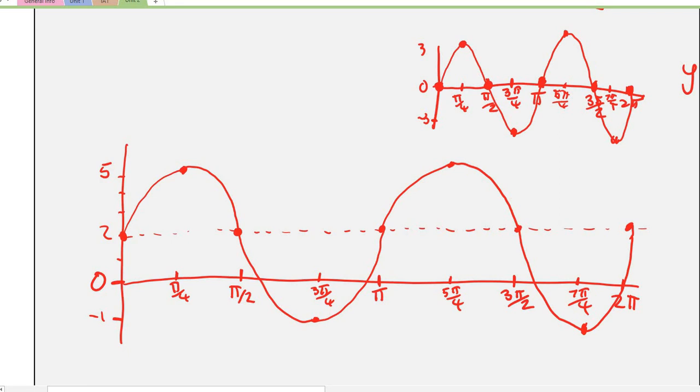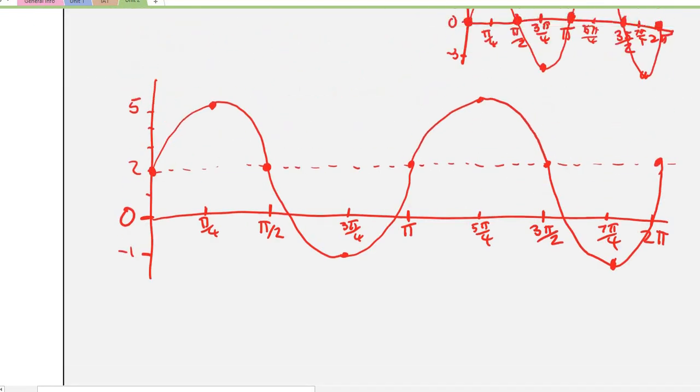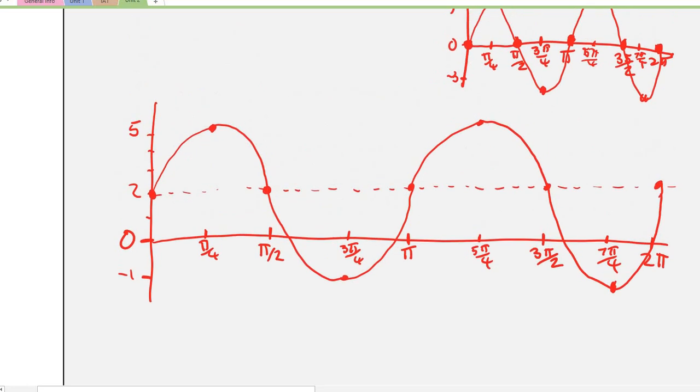That the X values are set pi over 4, pi over 2. Yep. Will they always stay the same? They will depend on your B value. So I think in the next question we have a different B value. Yeah, we've got 3. So the next one's a pain. But the next one, they will be different. Okay.